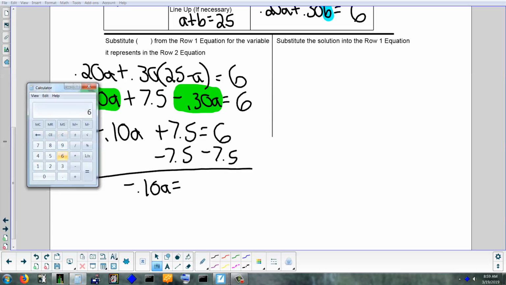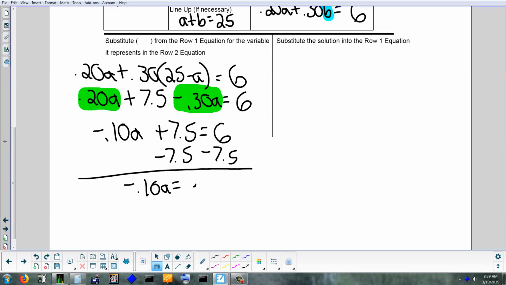Clear, 6 minus 7.5, negative 1.5. So at this step, you might be like, wait a minute, we shouldn't get a negative amount of solution, but watch what's going to happen. You're not going to get negative solution.